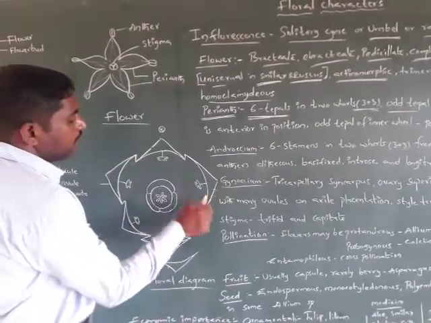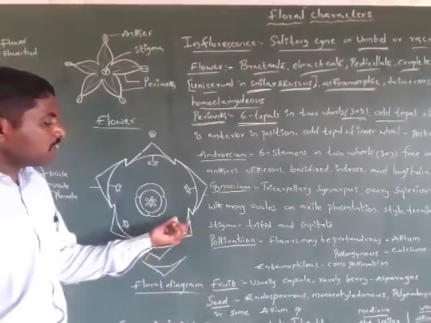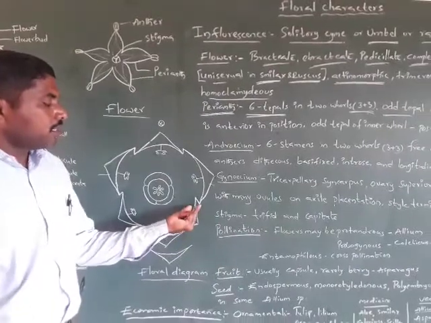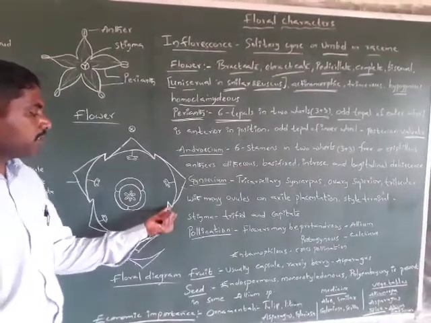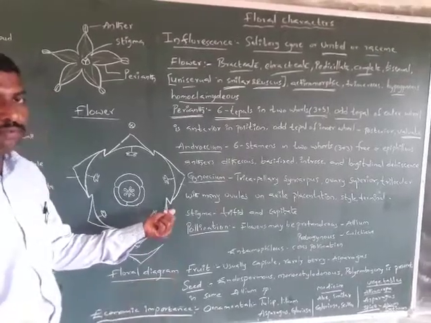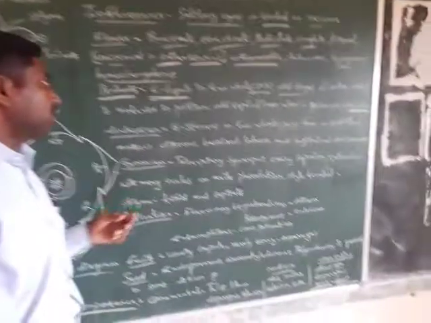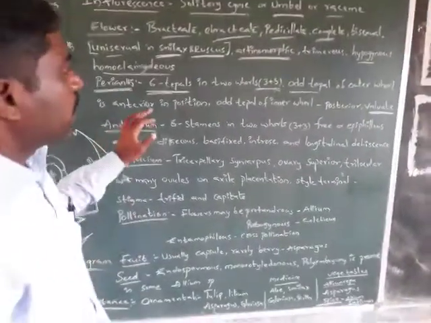Those are united, and valvate aestivation means the margins of the tepals touch one another, touching the next one but not overlapping one another. So this is called the valvate type of aestivation, which is present in the Liliaceae family.